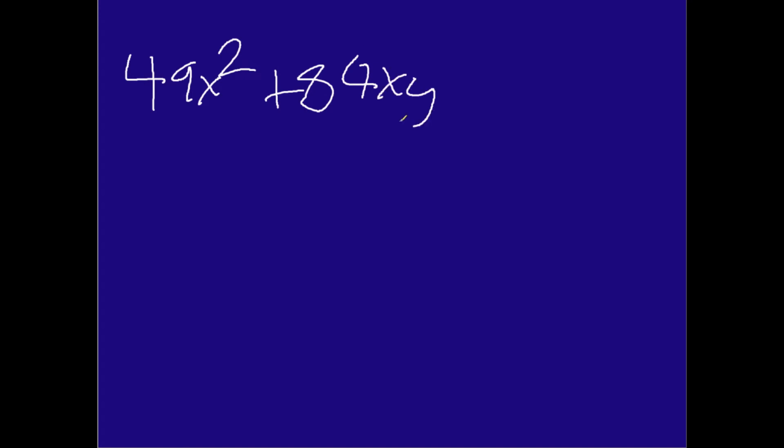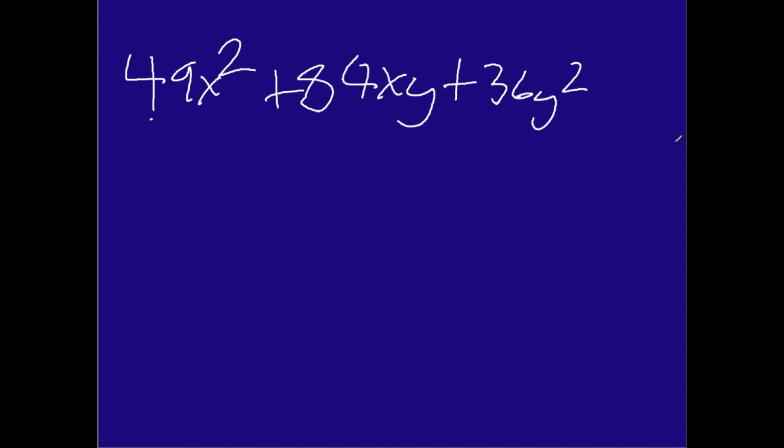So let's say I have 49x squared plus 84xy plus 36y squared. Now, of course, if you're familiar with the grouping method or the AC method, the first thing I do is multiply 49 by 36. That'll be the number I want to factor. When I multiply those numbers, I should get that number, but when I add the factors together, I should get 84.